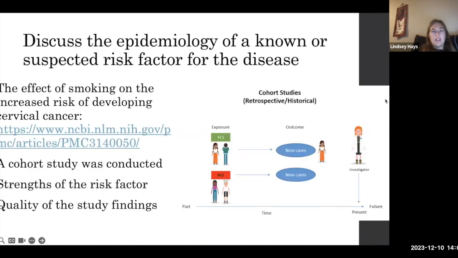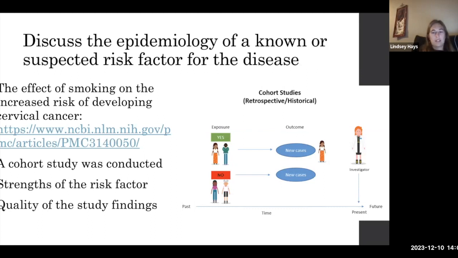And then the observational study that I found was a cohort study, a retrospective cohort study. They had all of the participants and were looking at them at one point in time, but looking at them in the past. It was conducted in 2007 and consisted of a little over 3,000 women, and it discovered that smoking was not an independent risk factor for cervical cancer, except for those that were high risk for HPV.